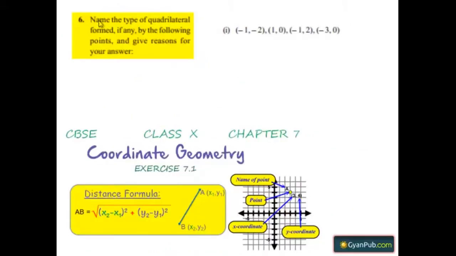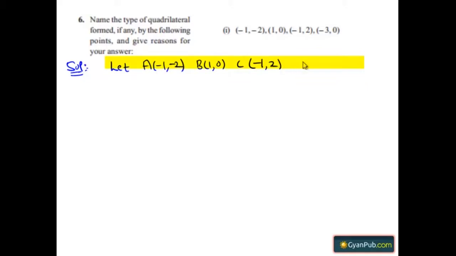Coming to the sixth question, name the type of quadrilateral formed, if any, by the following points and give reasons for your answer. The first part: (-1, -2), (1, 0), (-1, 2) and (-3, 0). So moving on to the solution, let the given points be A(-1, -2), B(1, 0), C(-1, 2) and D(-3, 0).